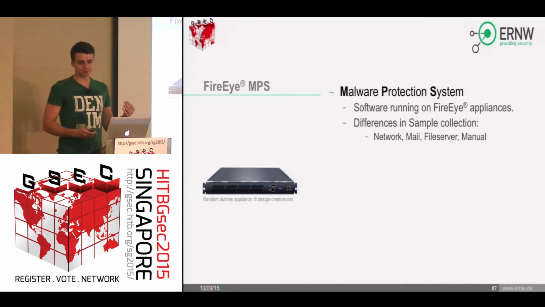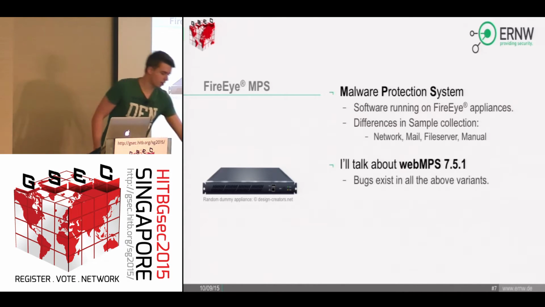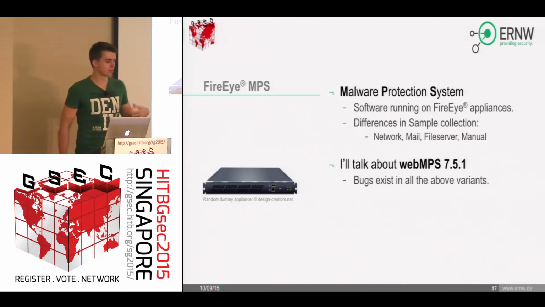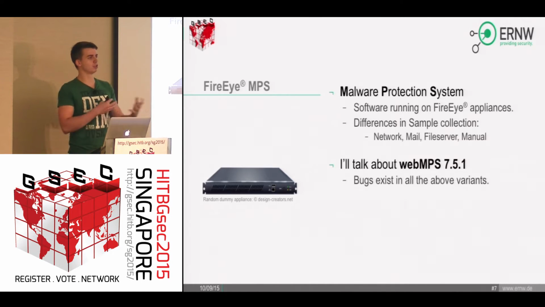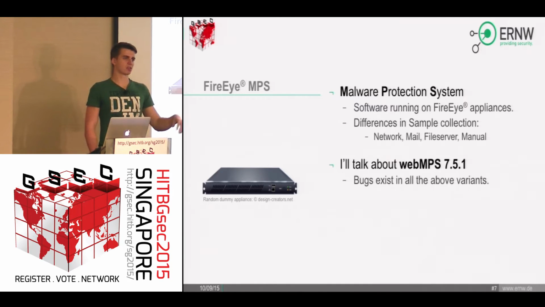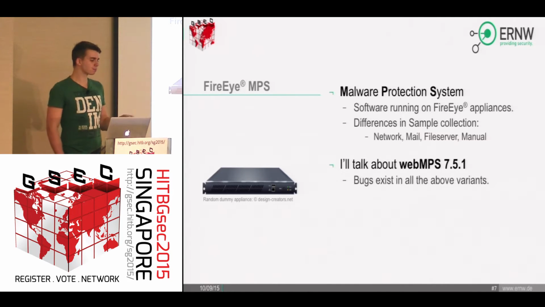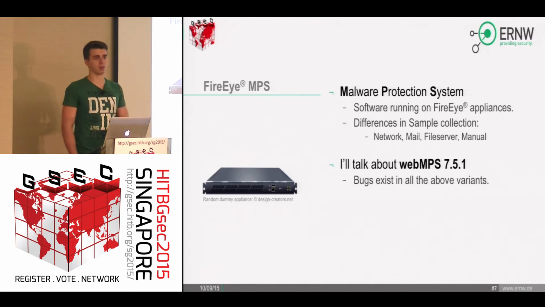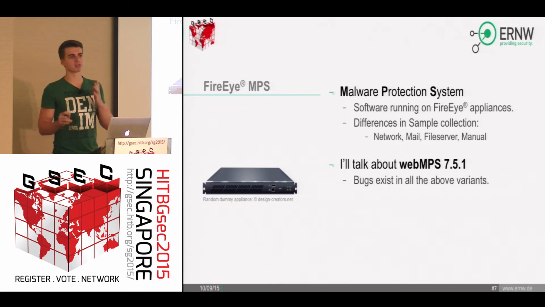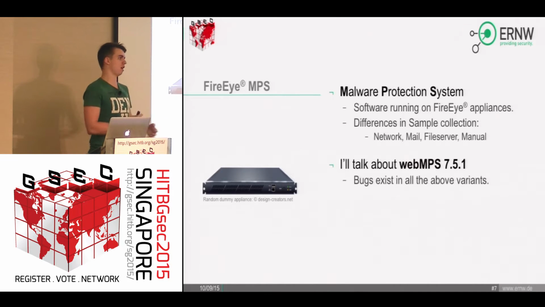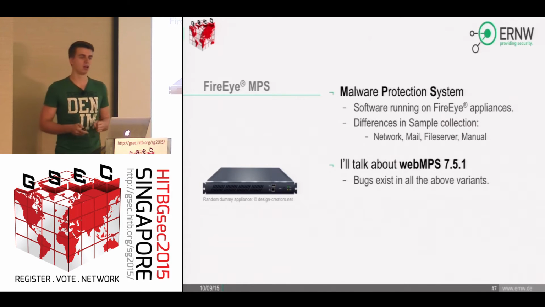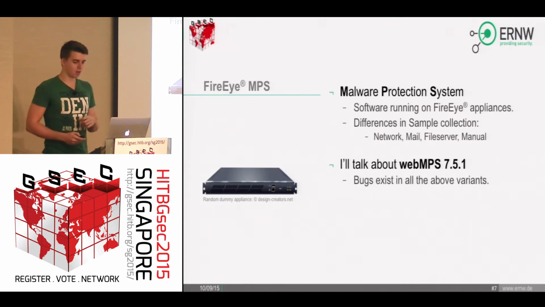And the box I have sitting right here is actually running the Web MPS, so it's normally used as a web proxy. This is the system this research was performed on, the Web MPS operating system. But it's important that the bugs I will describe exist in all of these variants, because the core software is the same, only how they collect the samples is different.